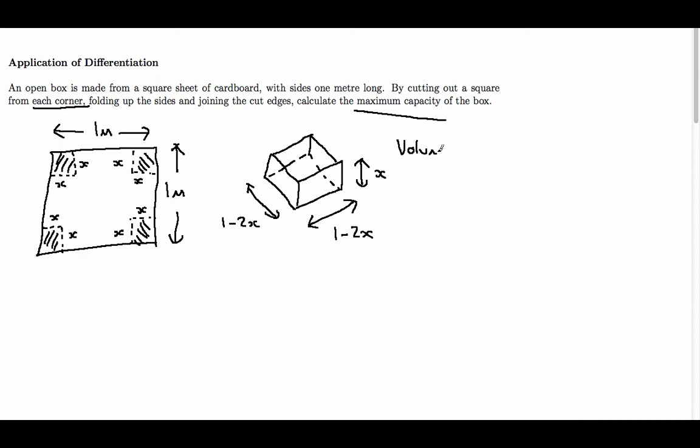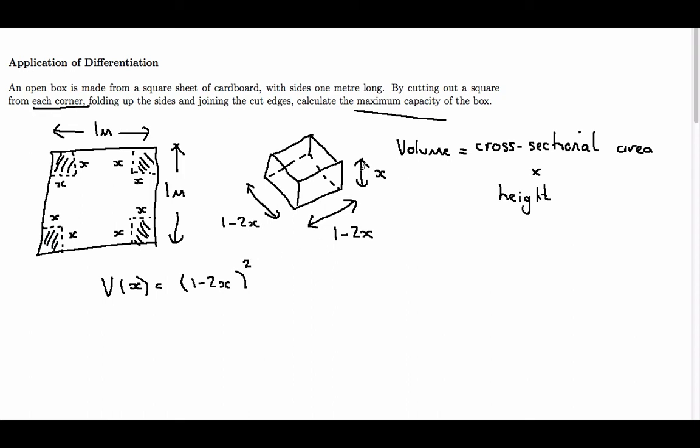So recall that volume is equal to cross-sectional area multiplied by height. So in this question, our volume, which will be a function of x, is equal to the cross-sectional area, which is 1 minus 2x times 1 minus 2x, so that is 1 minus 2x all squared, times the height, which is equal to x.